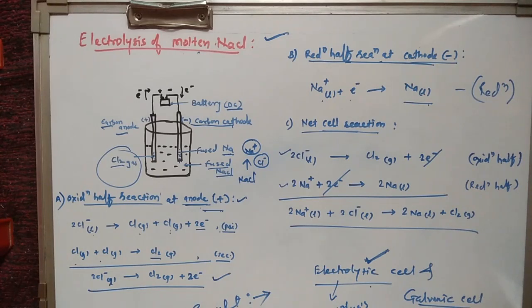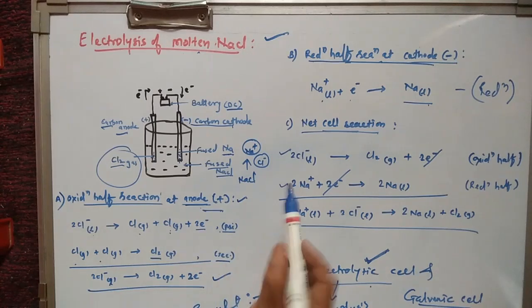Why is it a non-spontaneous reaction? Because we make the reaction occur by the supply of electrolysis, that is, electric current. Without the supply of electric current, the process cannot be carried out. So it is a non-spontaneous reaction, and the electrical energy supplied by the battery forces the reaction to occur.